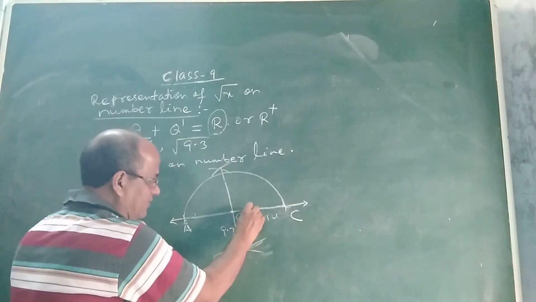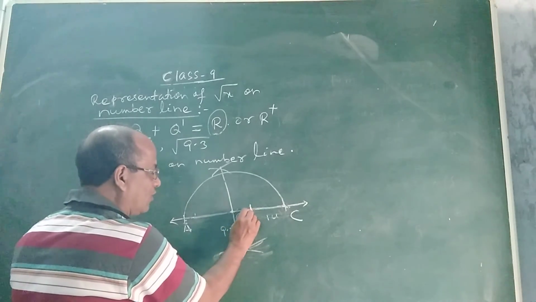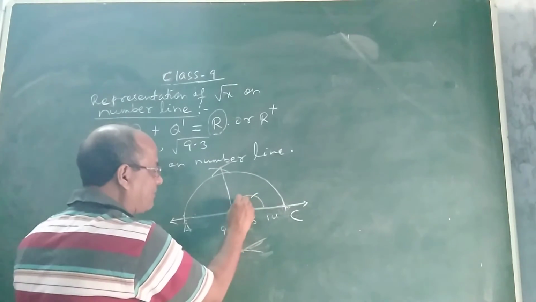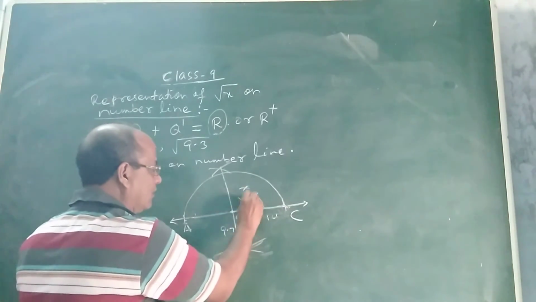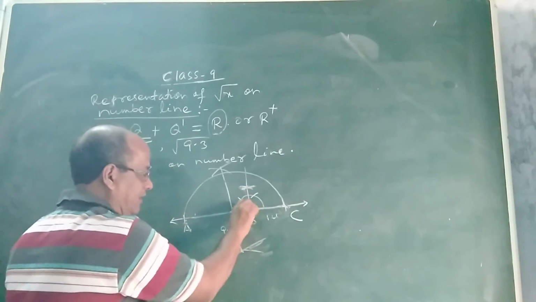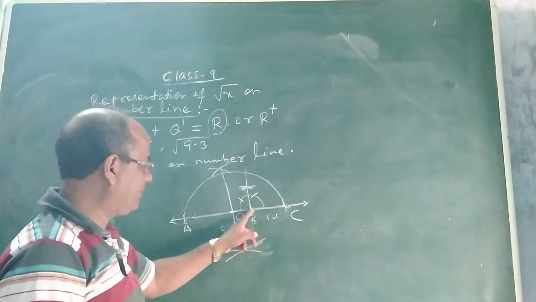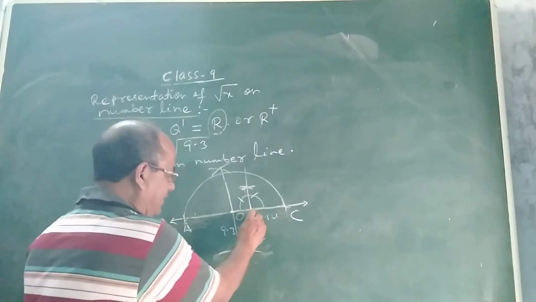The next step is at B. You see, at B you have to draw 90 degrees. I am drawing 90 degrees, meaning a perpendicular. Draw a perpendicular at the point B, after drawing the semicircle.